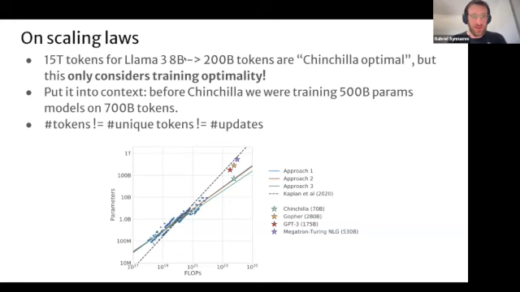And for an 8 billion model, the Chinchilla optimal law, which gives the compute optimal number of parameters and tokens to train. So if you set your number of parameters to 8 billion, the compute optimal number of tokens to train this model with is 200 billion tokens. But the Chinchilla laws only consider training optimality.